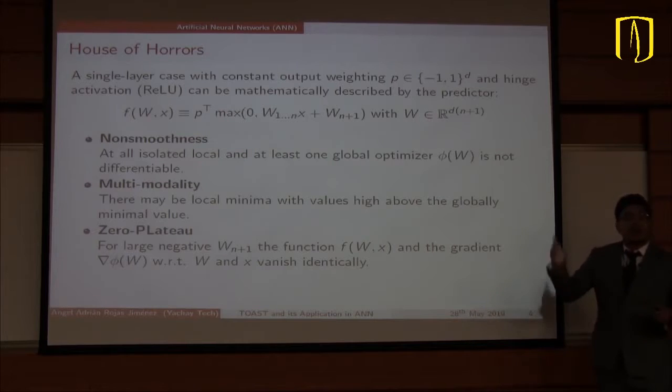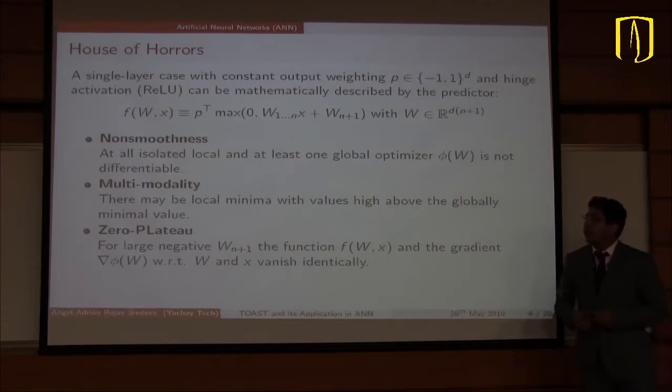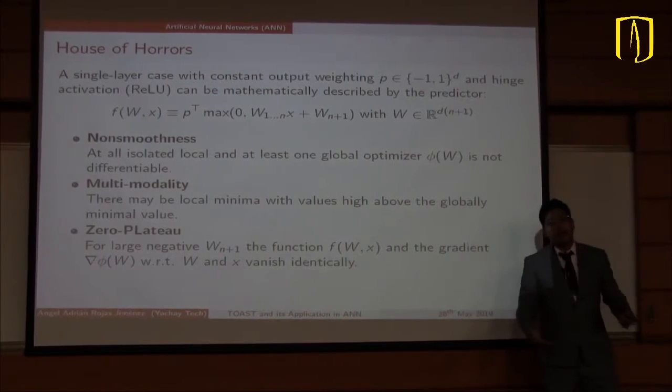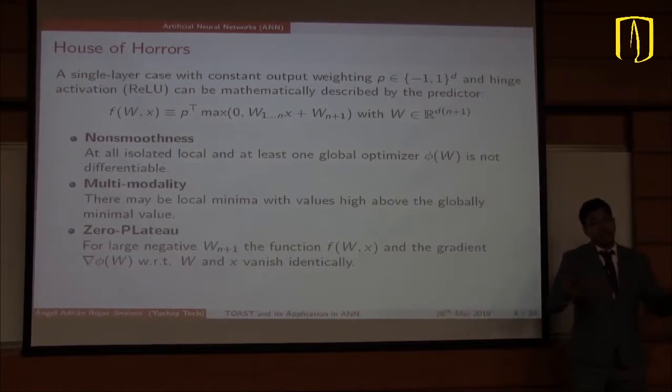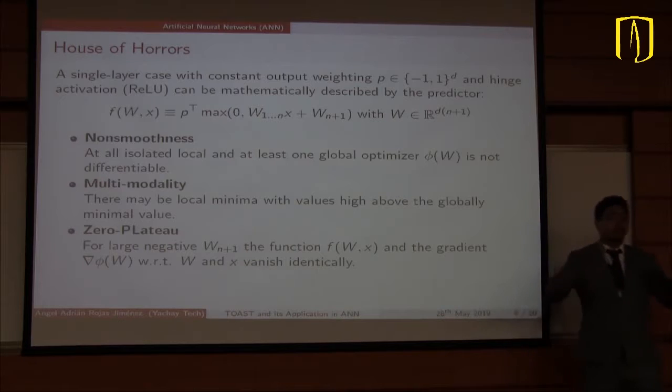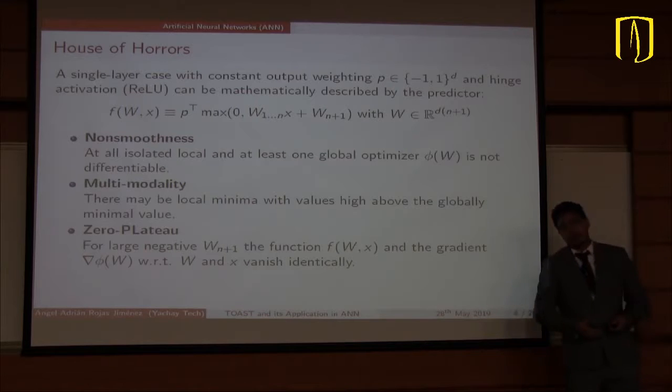Okay. Also, this function is multimodal because it has higher values that are local minima than the global one. And it also has a plateau, which refers to when the function surface is constant, and it occurs because the weight n+1 that we refer to as the shift or bias is largely negative, so the hinge function turns to 0. If it is negative, the maximum between 0 and something negative is 0. So the gradient will vanish identically on the shifts and weights, and also with respect to the inputs.